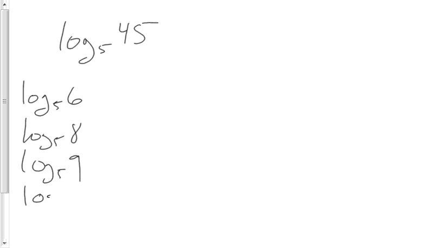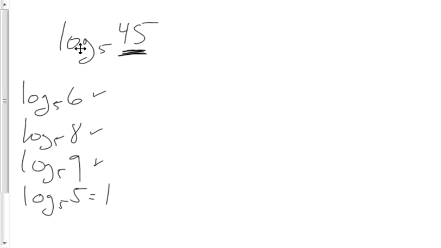And we know these other logs here. We know the 6, we know the 8, we know the 9. Now, there's one other one that's kind of hidden to us, so to speak, that we also know. We also know log base 5 of 5, because if the bases are the same, the answer is just 1. So we also know that, and we actually need that for this one, because we're trying to somehow factor this 45 into 6s or 8s or 9s or 5s or some combination of those.